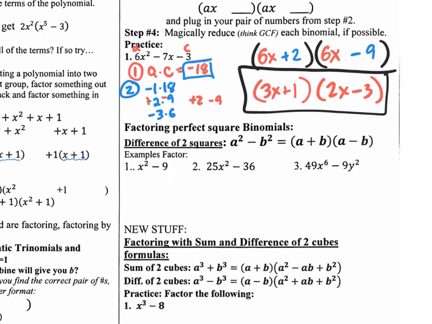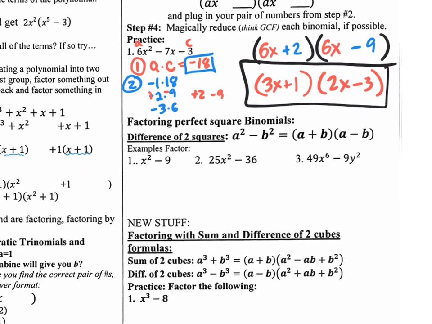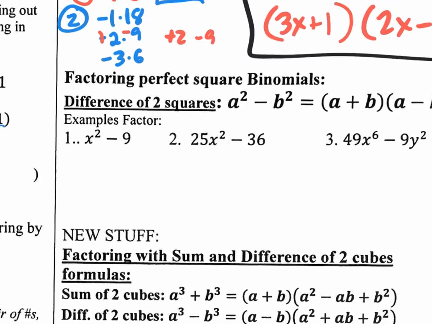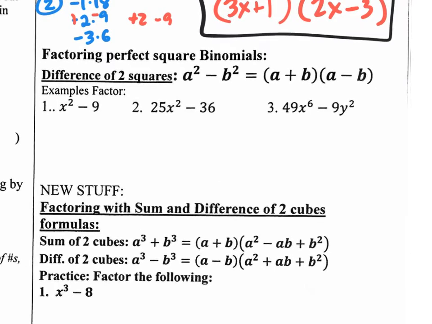Now, we also covered in chapter 4 the difference of 2 squares. You remember perfect square binomials? Mm-hmm. And remember we could take the square root and plug them into our answer format? Now, I should have probably given you this formula, difference of 2 squares, back then, but I didn't. So right now, I would like you to copy it down.